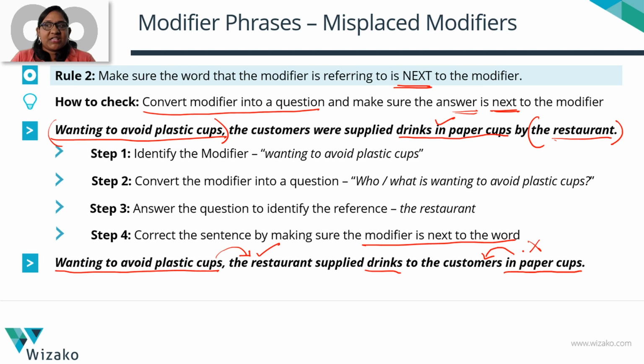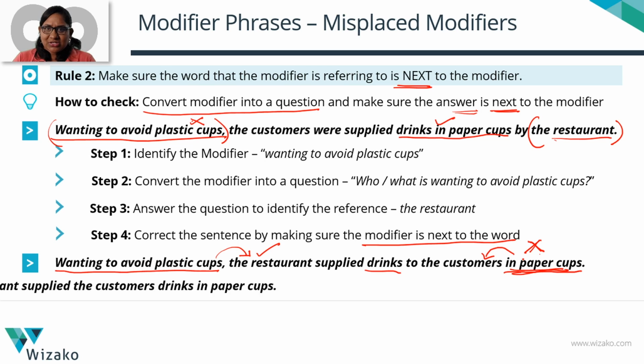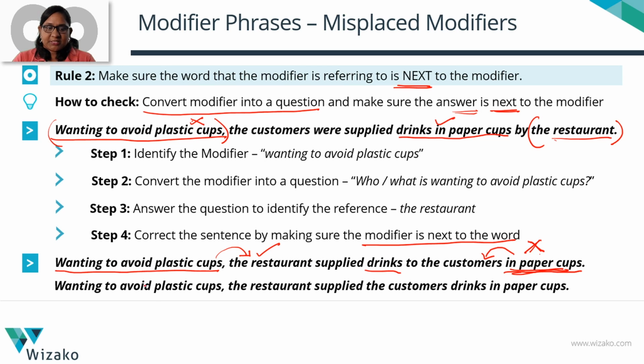So even if there's only one meaning that is logically possible, you can't leave it to the understanding of the reader. You have to make sure that it's correctly placed. So this sentence has one modifier error. This modifier is in the wrong place. This sentence is another modifier error. This modifier is in the wrong place. So the actual correct construction will be something like this.